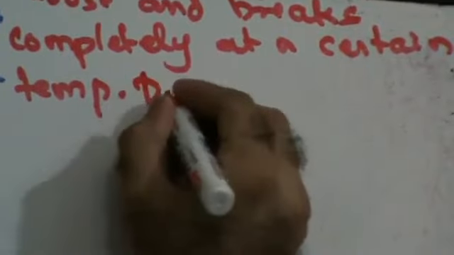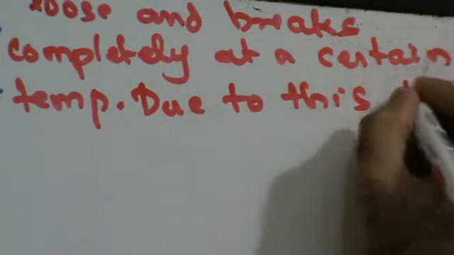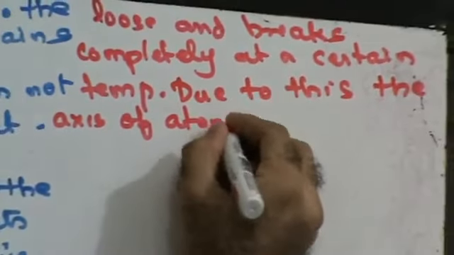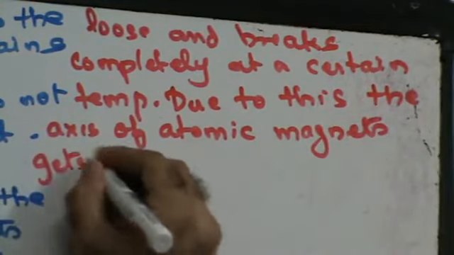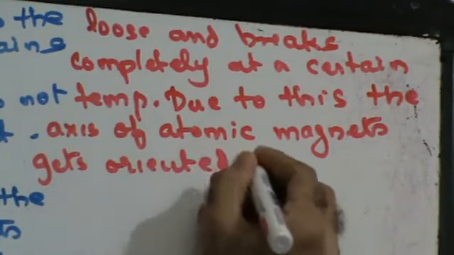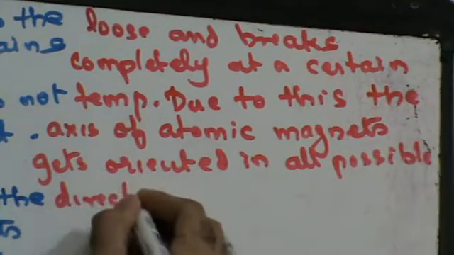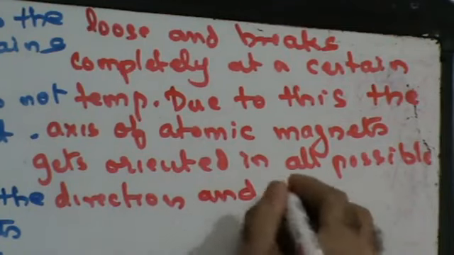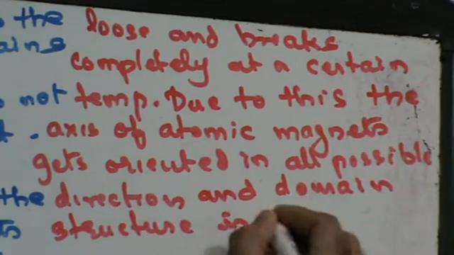Right? Due to this, the axis of atomic magnets gets oriented in all possible directions and the domain structure is destroyed.